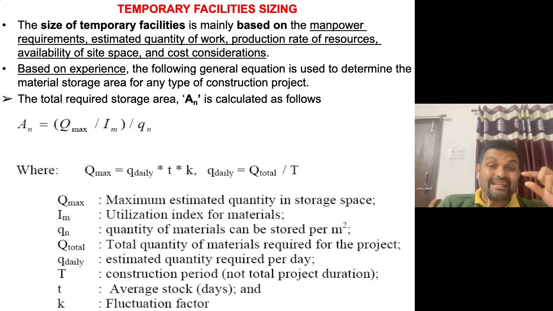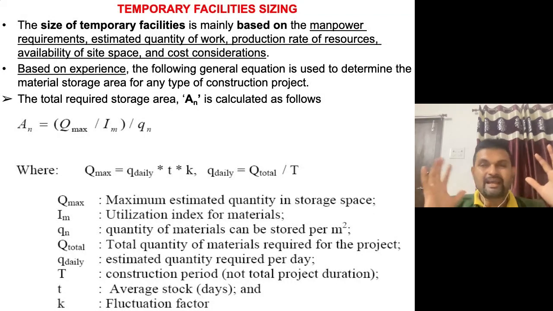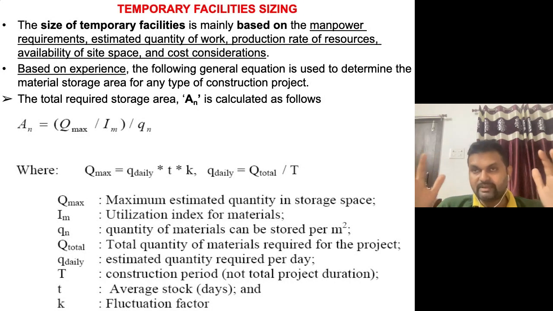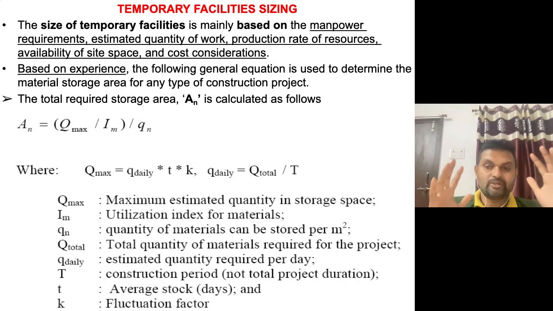When I need to calculate the area of the temporary facilities, how am I going to calculate? Area required equals Q max divided by IM, right? So what is the Q max? Q max is the maximum estimated quantity. For example, if I need to keep a cement storage, what is the maximum quantity of cement bags I am going to require in any particular month? That I am going to calculate. What is the maximum estimated quantity I need to keep in that storage yard? That is the Q max.